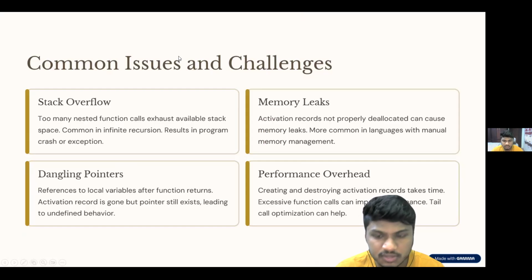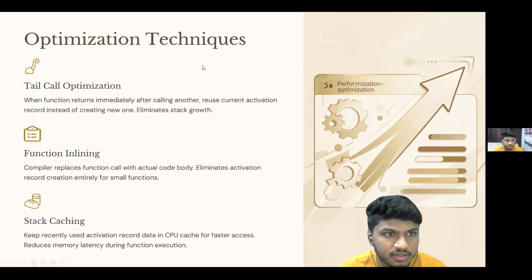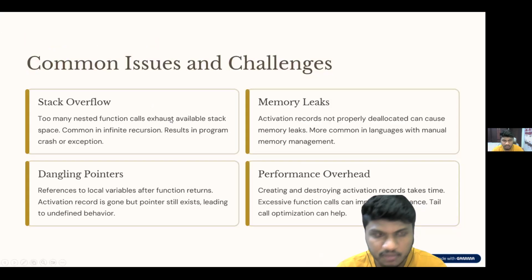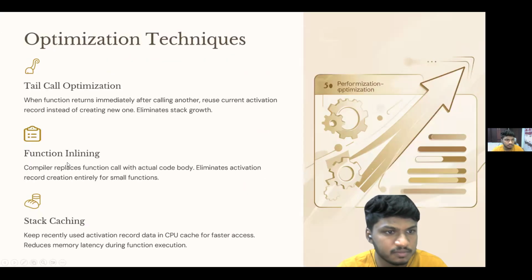To overcome these common issues and challenges, we have some optimization techniques which are very helpful. Tail call optimization applies when the function returns immediately after calling another. Instead of creating a new record, we can reuse the current activation record, which eliminates stack growth and does not lead to stack overflow.